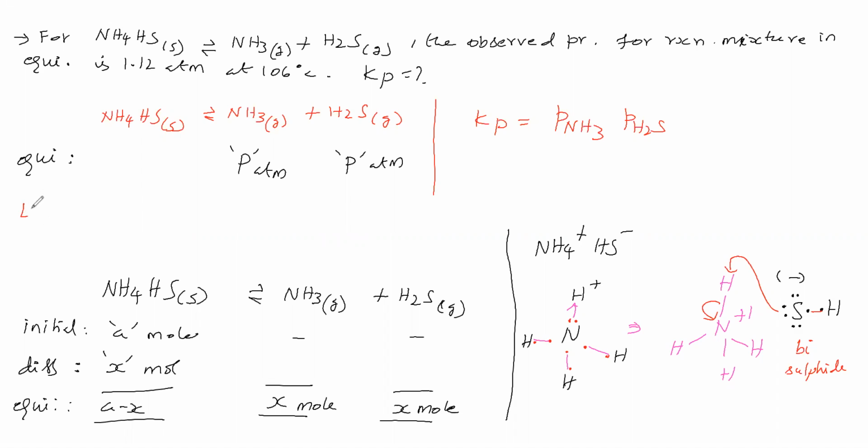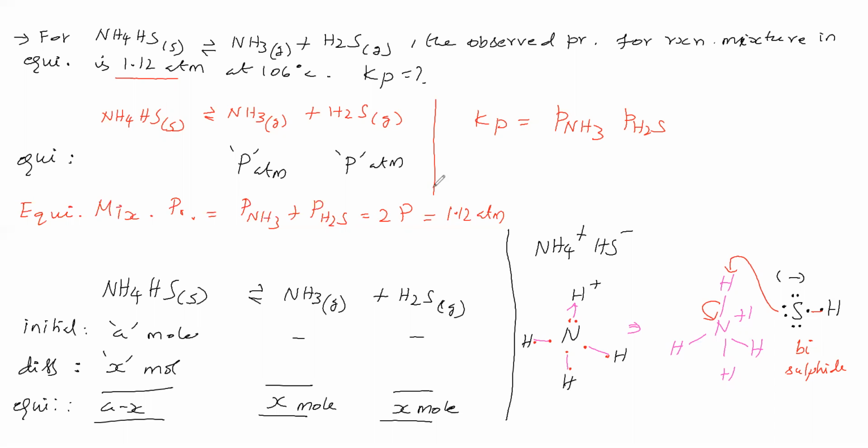Now, what is the pressure of the equilibrium mixture? The pressure exerted by the equilibrium mixture is equal to the pressure of ammonia at equilibrium plus the pressure of H2S at equilibrium. The pressure of ammonium bisulfide at equilibrium we need not take because it is solid. Therefore, it is equal to 2P, which is equal to what is given: 1.12 atmosphere. So we substitute 1.12 atmosphere.